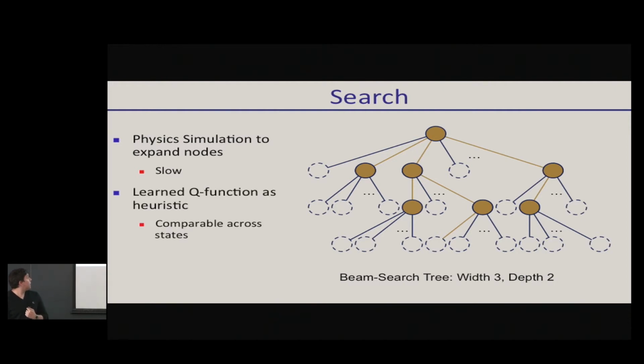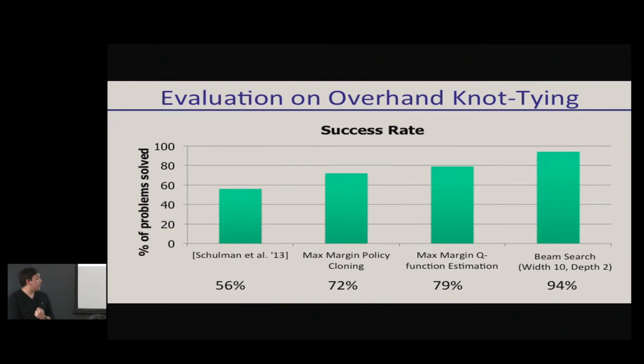We're going to use our learned Q function as a heuristic. It's comparable across states, so that's all good to go. And finally, the branching factor is still pretty large, so we're going to use beam search to cope with that. If you take this and run this controller, you end up with a 94% success rate on that task. This is close to the best you could hope to do on this data set because our distribution over states actually has a reasonable number of states that are insolvable with the current set of robot demonstrations that we have.